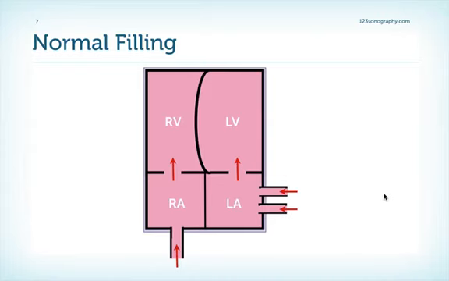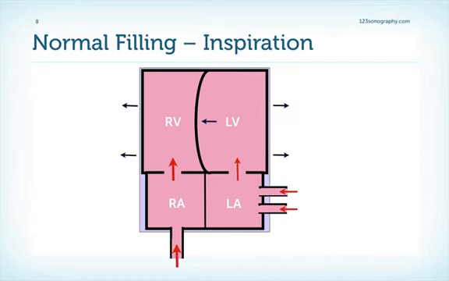Filling of the right heart occurs mostly during systole via the systemic venous return. This systemic venous return occurs not because there is a pump that pumps the blood into the right heart, but because there is suction. Suction caused by a difference between the intrathoracic pressure and the vessels which lie outside the thorax. And intrathoracic pressure changes during respiration.